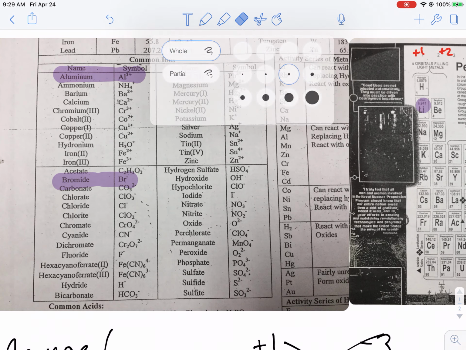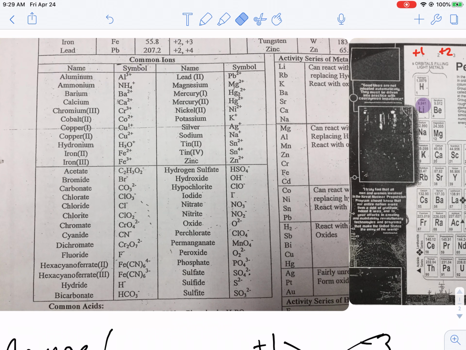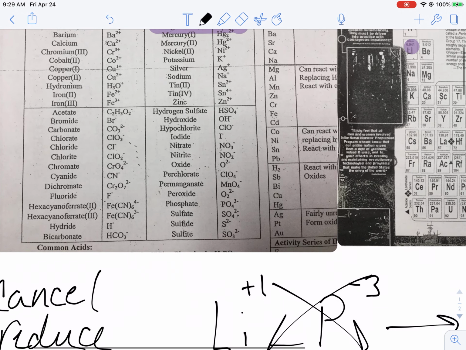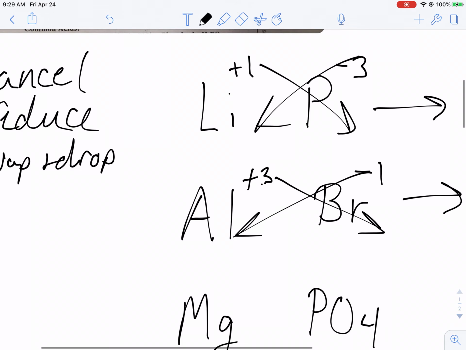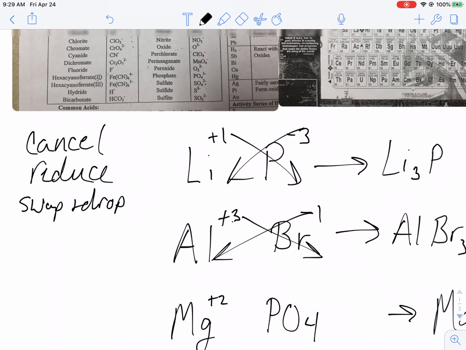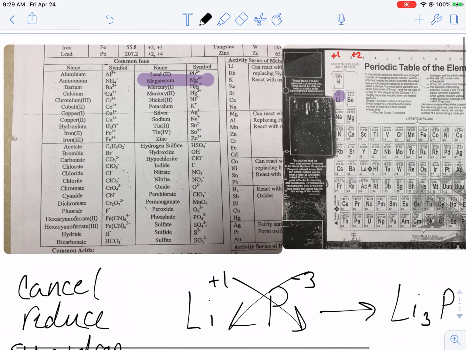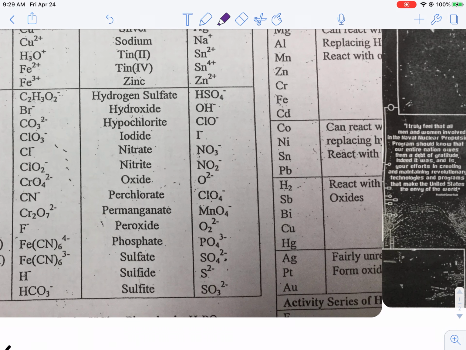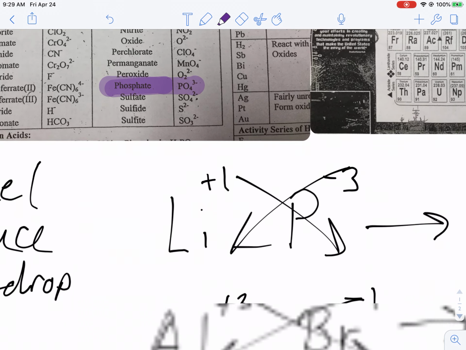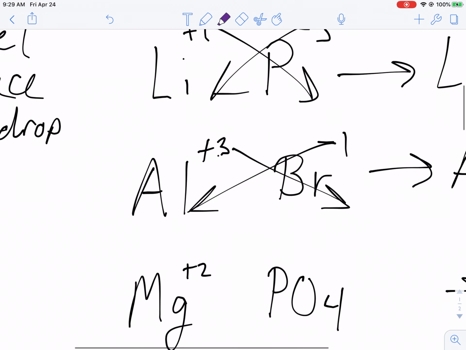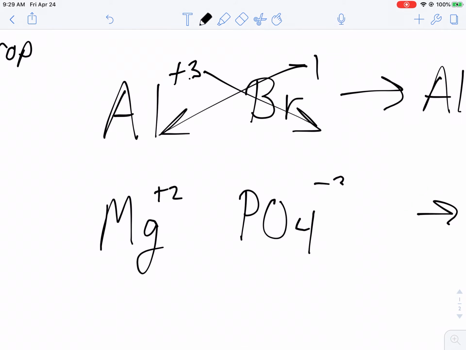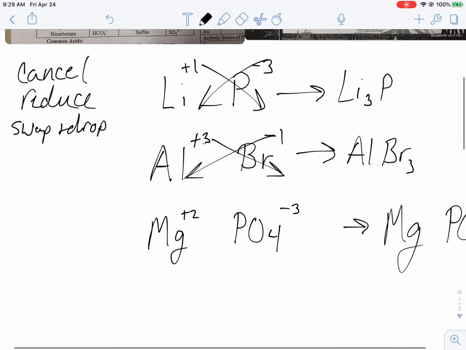I'm going to come up here, and I'm going to look for magnesium. Magnesium is right here. Magnesium is +2. Now I'm going to try and find PO4, polyatomic ion. It's phosphate. It's right here. And it's a -3. They don't cancel, they don't reduce, so I'm going to swap and drop.